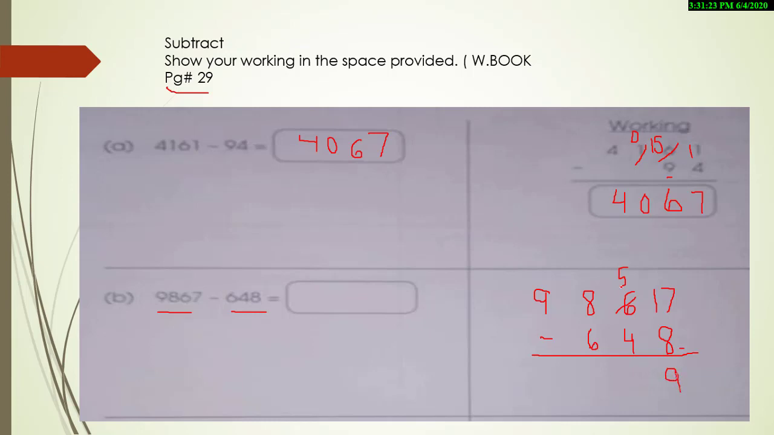5 minus 4, it's more on the top, so do not stop. 5 minus 4, just write down answer 1. Again, more on the top. So what will be the answer? 8 minus 6, answer is 2, and the 9 is the number which will come as it is. So now I write down 9,219.